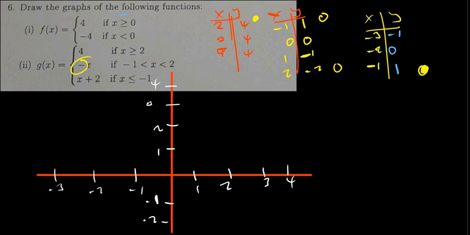I'll start with the first one. 2 comma 4. 2 comma 4 is here. 2 is there, 4 is there. Okay? 2 comma 4 is here. But at that point, it is included. So I'll do like this.